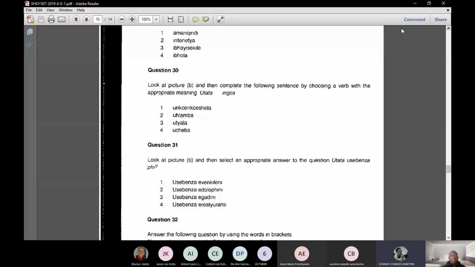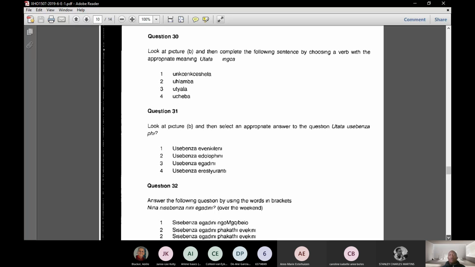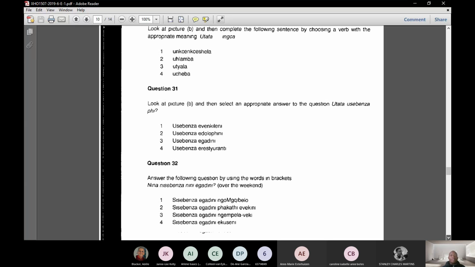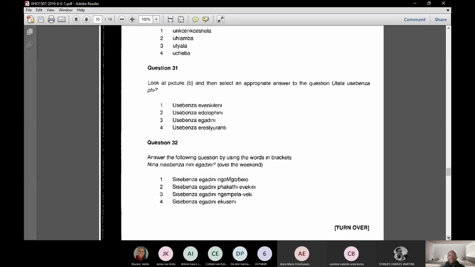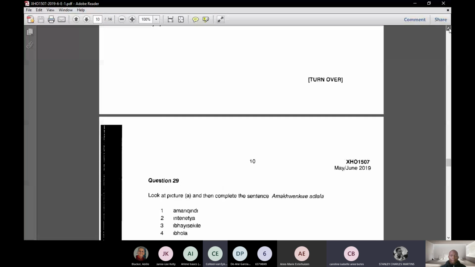Okay, thank you. Question number 31. Look at picture B and then select an appropriate answer to the question. Utata usebenza phi? Is it number 1, usebenza evenkileni? Number 2, usebenza edolophini? Number 3, usebenza egadini? Number 4, usebenza. Remember, we're still looking at picture B. Number 3.